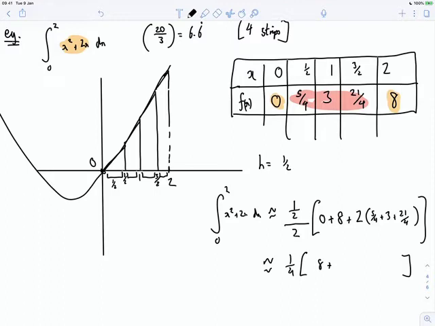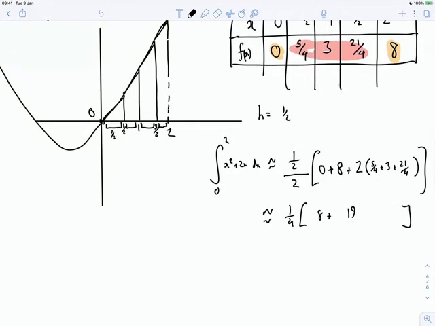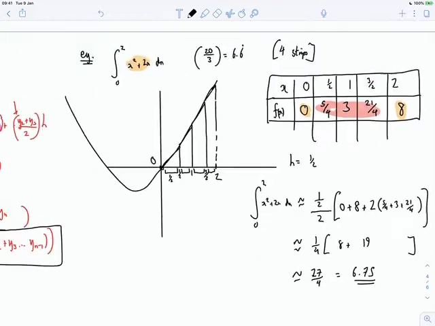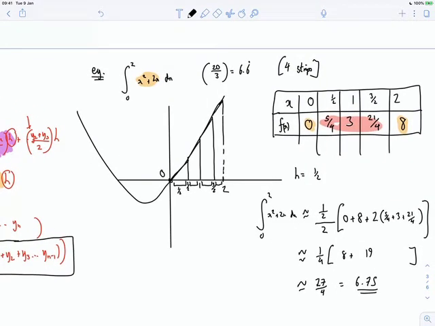And if I add 3, which is 19 halves and times by 2, I get 19. And 19 plus 8 is 27. So apparently this is approximately 27 over 4. And 27 over 4 is 6.75. And 6.75 isn't actually that far off from our estimation of 6.66, or 6.6 recurring.